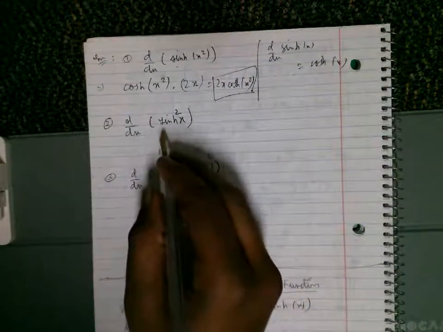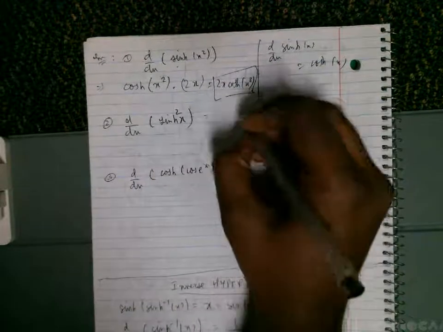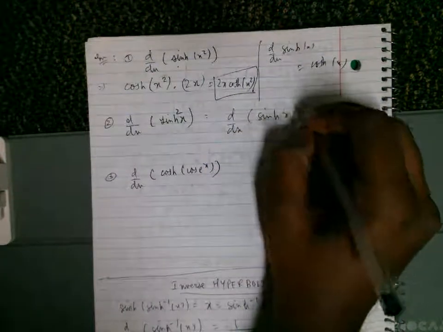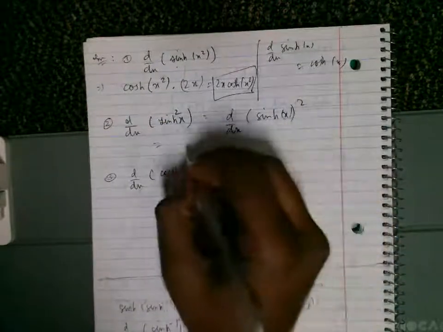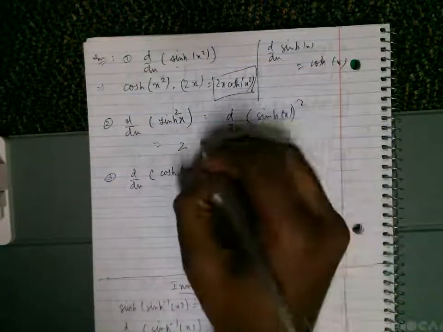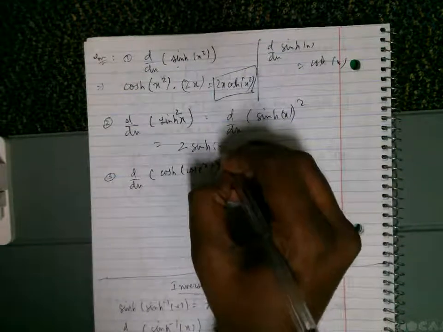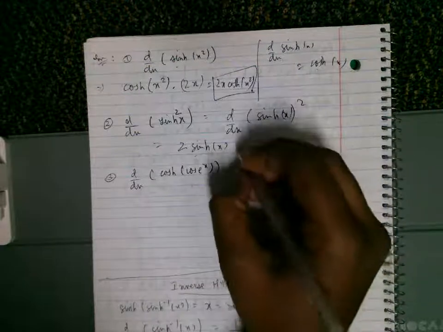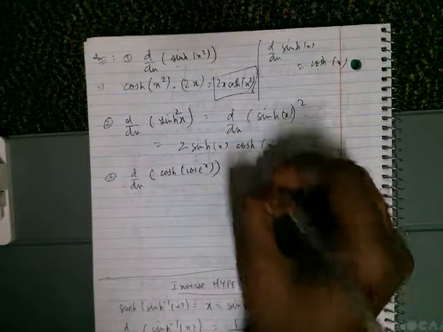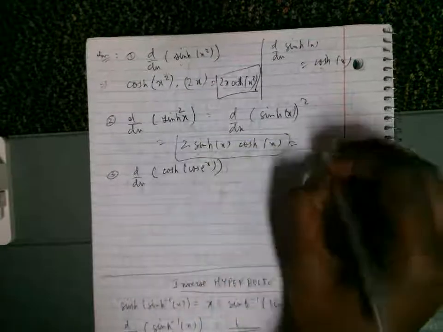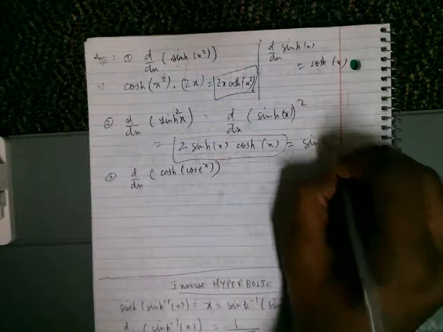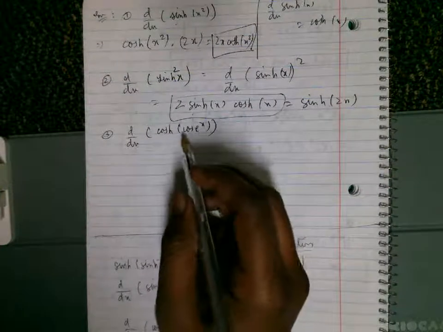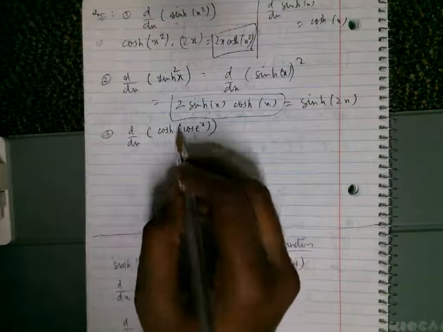Let's look at the derivative of sinh squared x. So this is like d by dx of (sinh x) whole squared. The derivative of something squared is 2 times something, and now we have to differentiate sinh of x, and we know that the differentiation of sinh of x is cosh of x. So this is the answer, and we remember from the formula that this is equal to sinh of 2x.